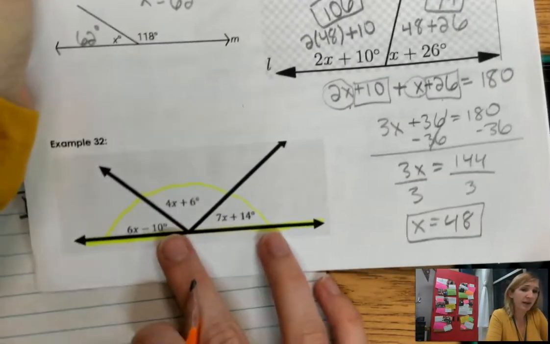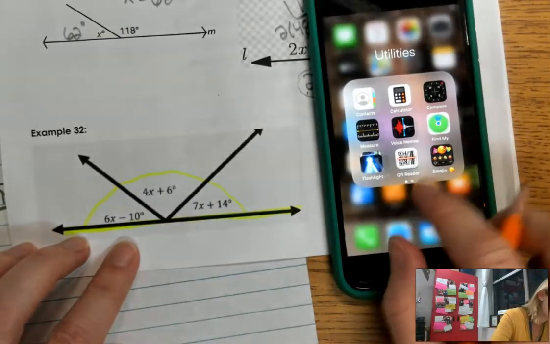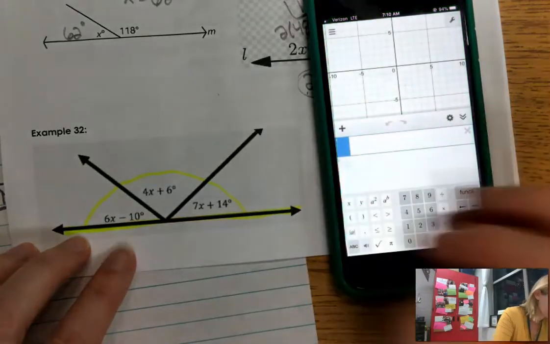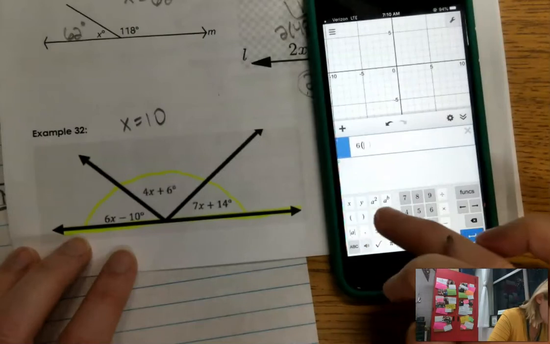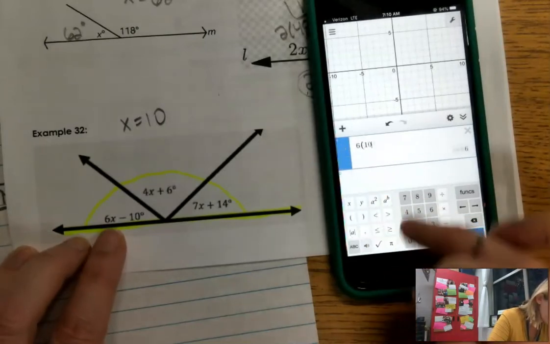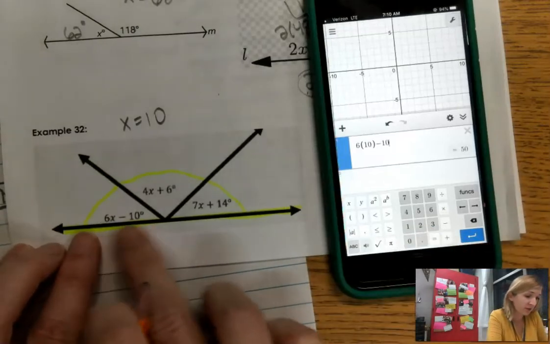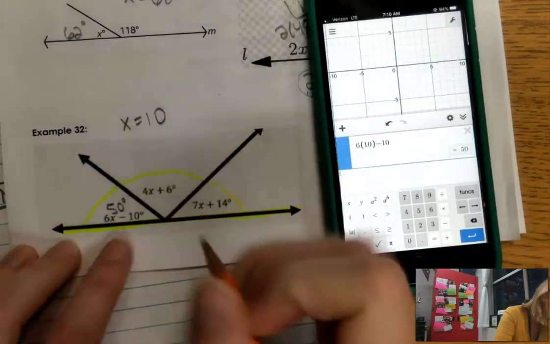I can figure out what these angles are by plugging 10 into each expression. So let me go to Desmos so I can show you. I'm going to write x equals 10, so I remember. All right, so I'm going to put a parentheses, and I'm going to put 10 minus 10. You see it's that same expression, I just put 10 in for x, and I get 50. So this is 50 degrees.